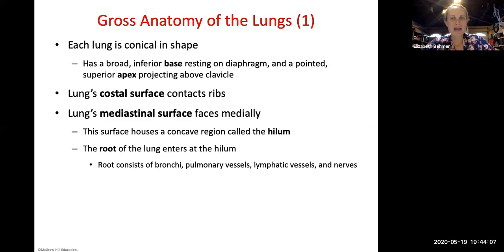A little bit more anatomy of the lungs itself. So each lung is conical in shape.